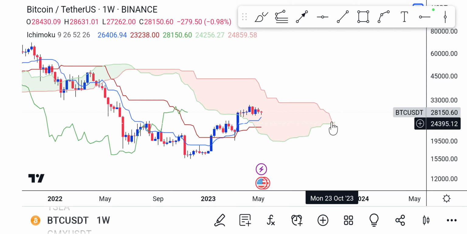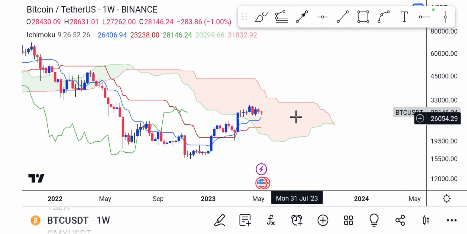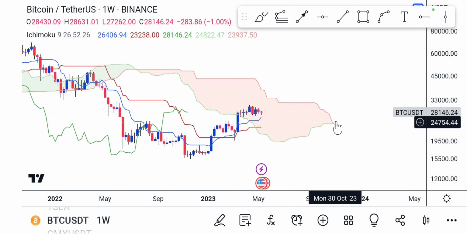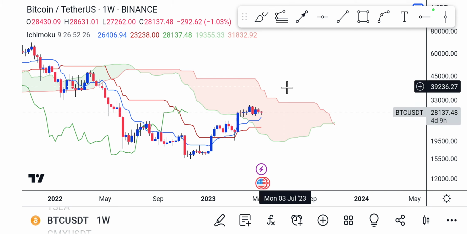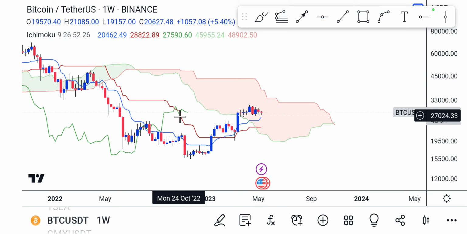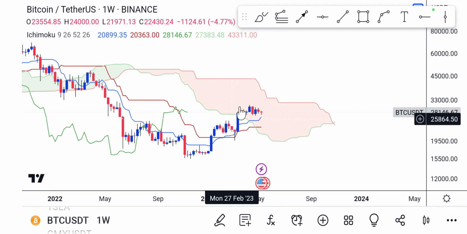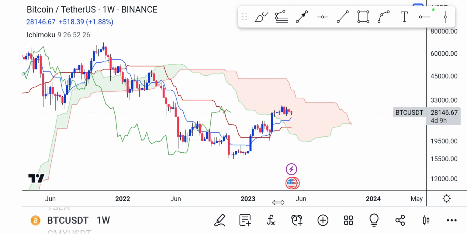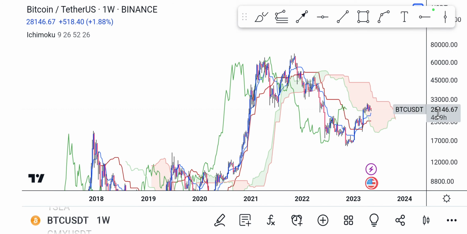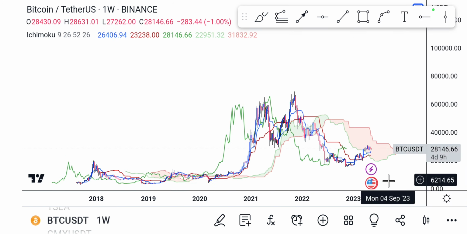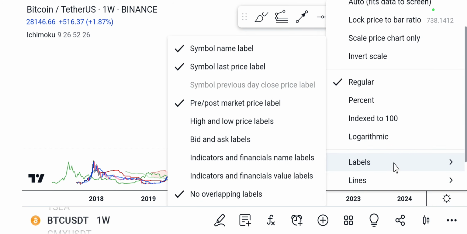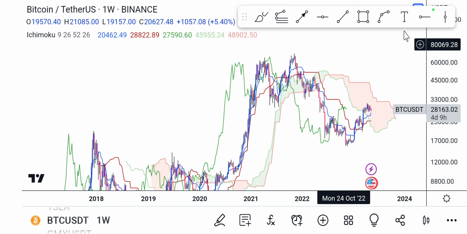Thirdly, we want this Kumo twist from this red cloud to the green cloud, and it is gradually showing that twist. Now the last one, which is very important, is the Chikou span. We want this Chikou span to move above this cloud. Once it moves above the cloud, it's telling you open your long position and don't close your long position. Okay, so let's see if I'm using the log. Okay, I'm using the log here.